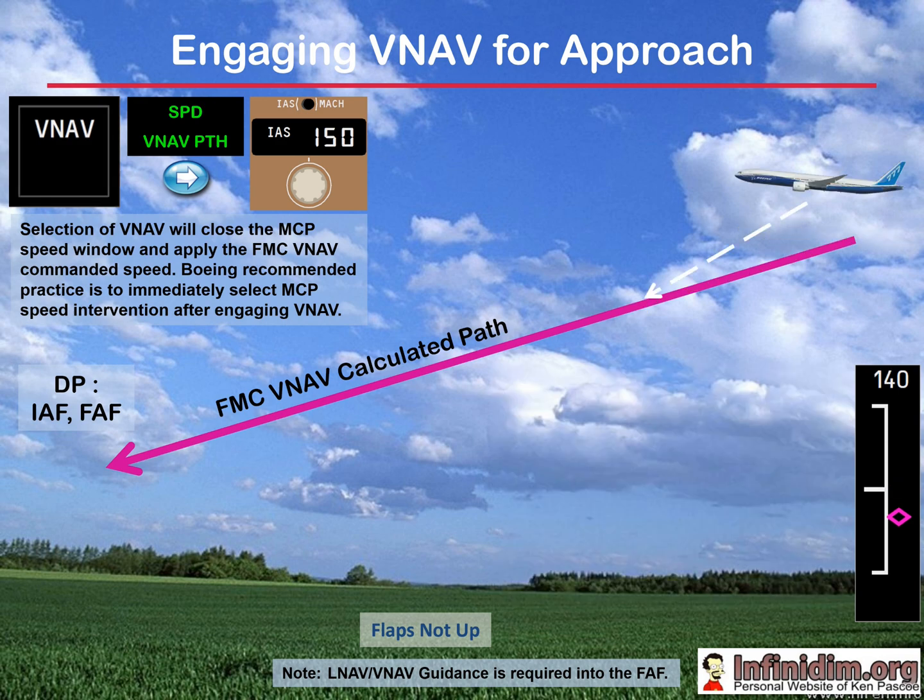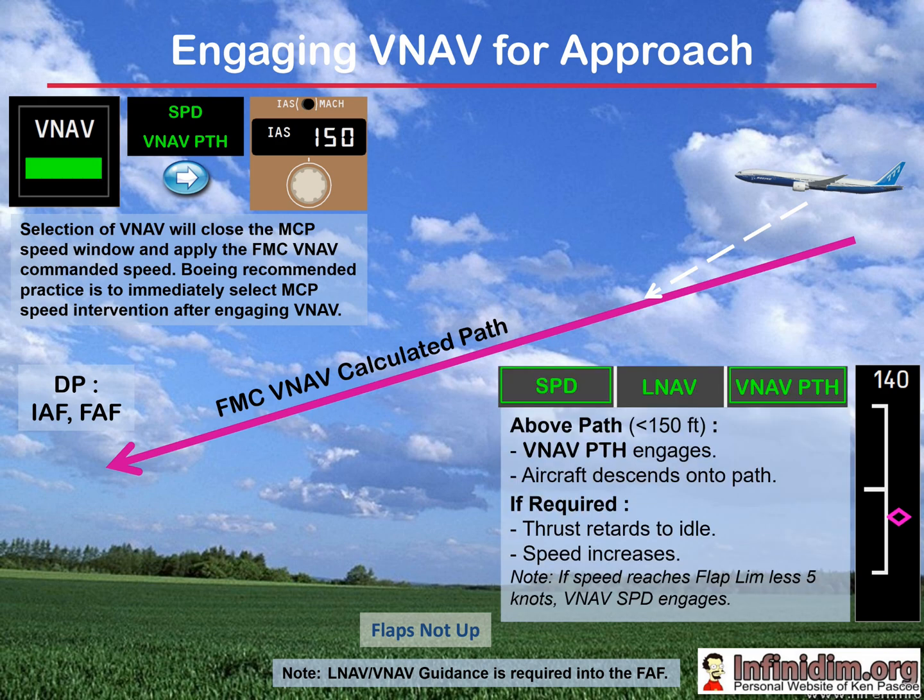So let's now have a look at what happens with a slightly above path VNAV engagement. For the situation where you are less than 150 feet above the path, the process is essentially similar to an on-path engagement. The FMA engages in speed VNAV path, and for a descent, thrust will reduce and speed will increase if necessary in order to regain the path expeditiously.